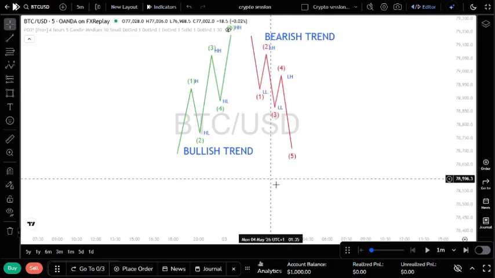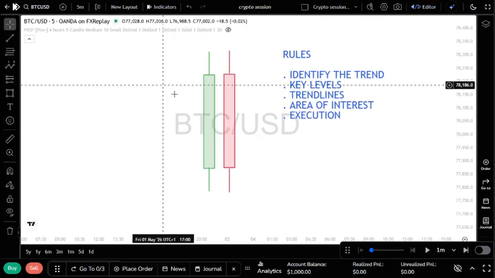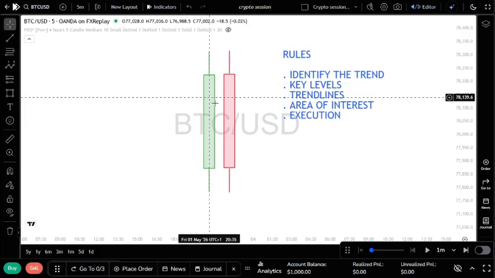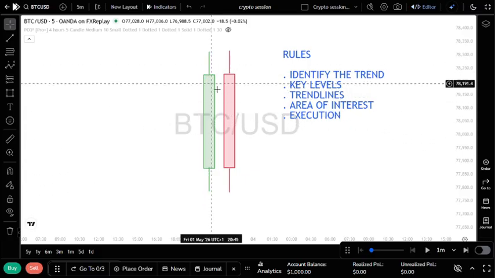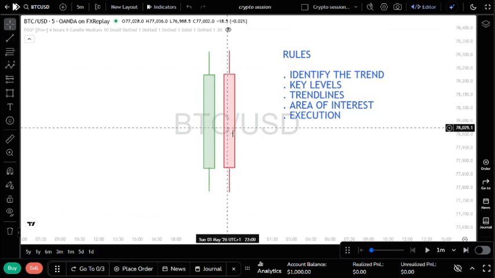So let's go down and see how it's represented in a real life chart, or candle anatomy. As we said in the previous video, this is how a bullish candle is represented. This drawing you're seeing over here is a bearish candle. This is a bullish candle. This is a bearish candle.